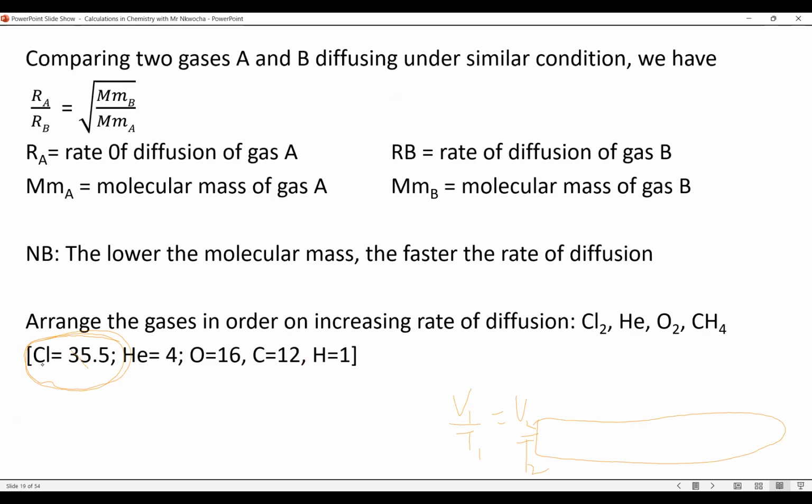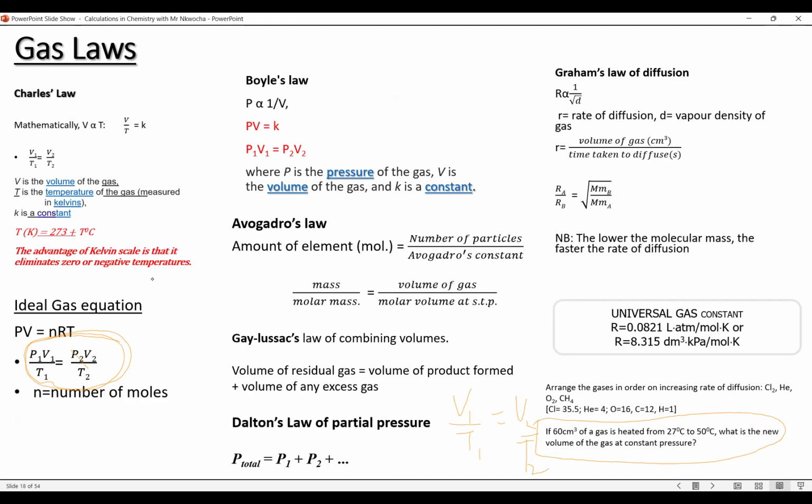From Graham's law of diffusion, they're only telling you here that if you have two gases traveling, gas A, let's say for example, oxygen and hydrogen. That's a very good analogy. The relative atomic mass of oxygen is 16, which means oxygen weighs 16. The relative atomic mass of hydrogen is 1, which means it weighs 1.